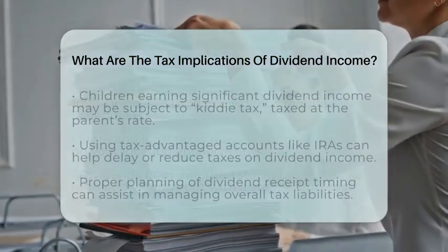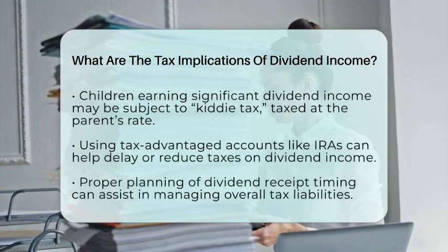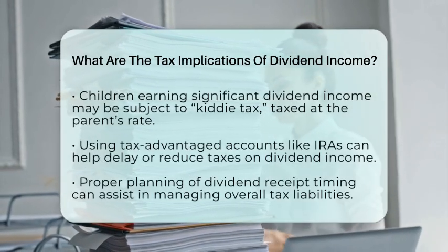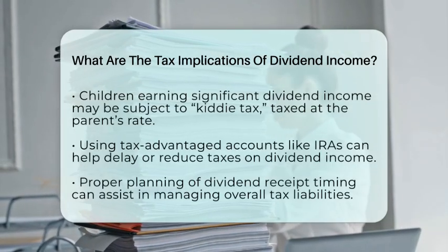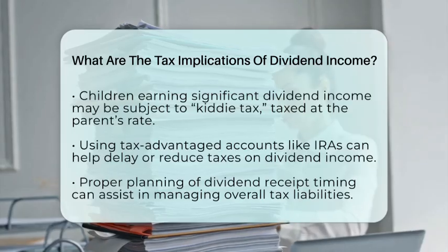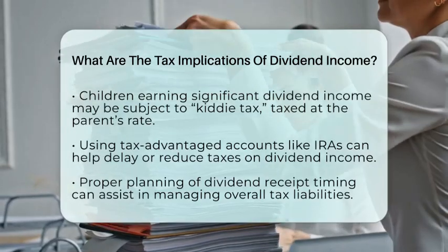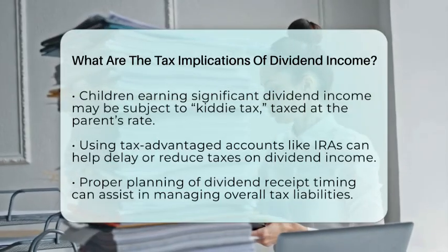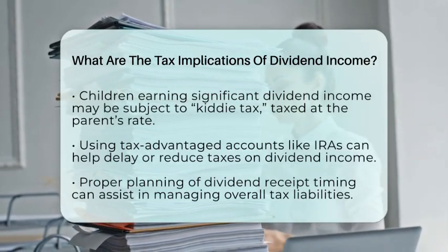Special cases include dividends earned on stocks you inherited. These are taxed like regular dividends, but the cost basis of the stock is usually stepped up to its value at the date of death, which can affect capital gains taxes when you sell. If a child earns dividend income above a certain amount, the kiddie tax rules might apply, taxing the income at the parent's tax rate. For adults planning their investments, knowing these tax rules helps in making smarter choices.